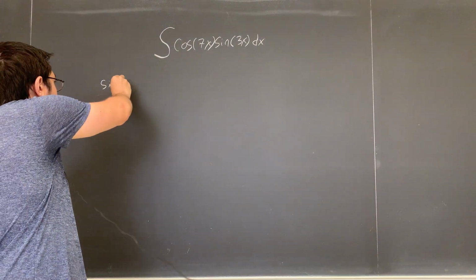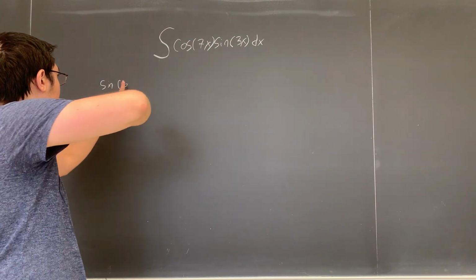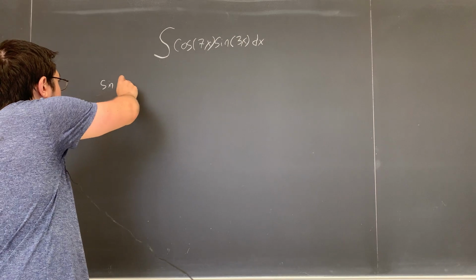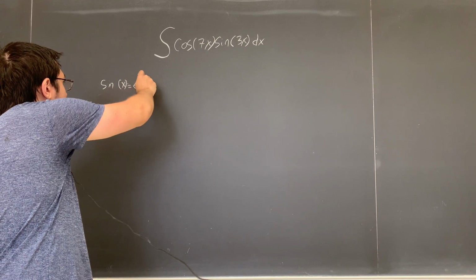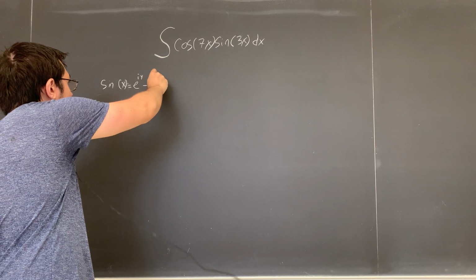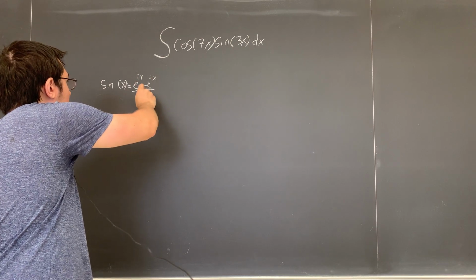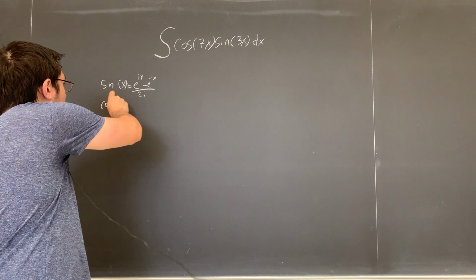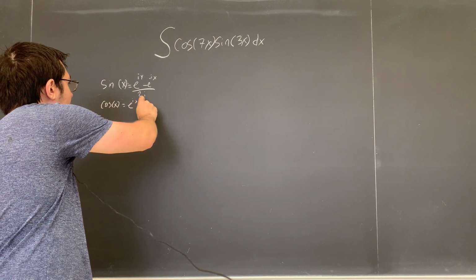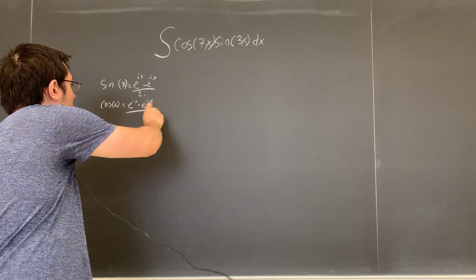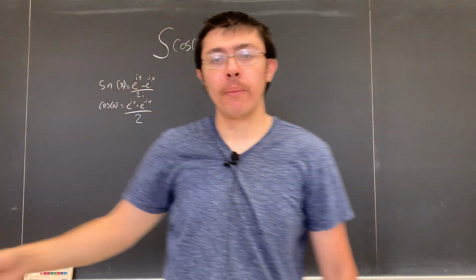All right, so we have sine of x being equal to e to the ix minus e to the negative ix all over 2i. And then we have cosine of x, which is equal to e to the ix plus e to the negative ix all over 2. Okay, so we remember those and we love those.